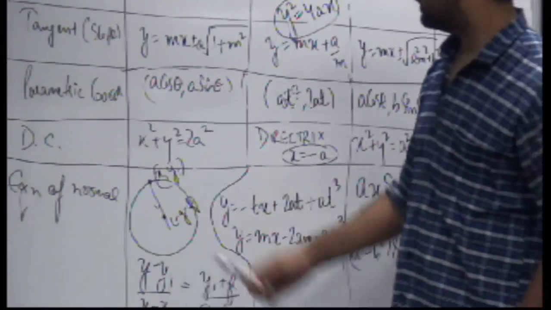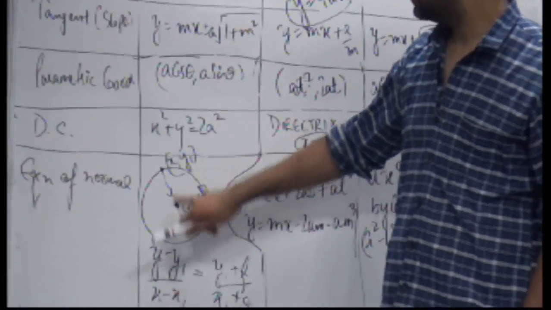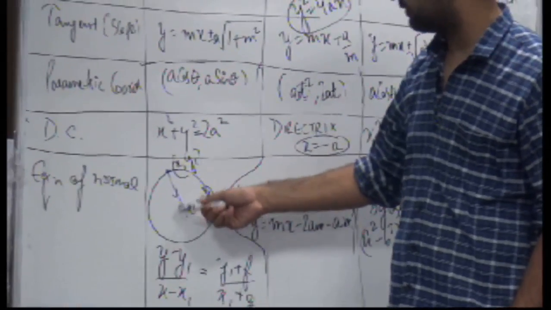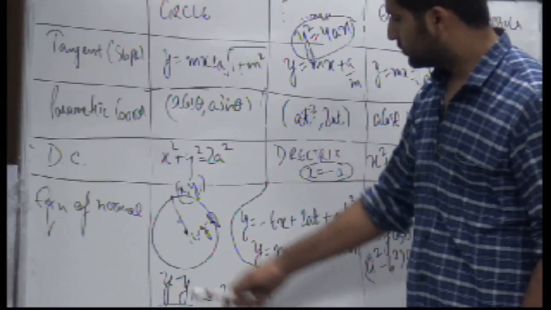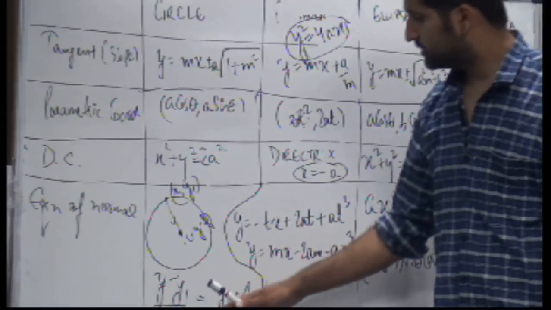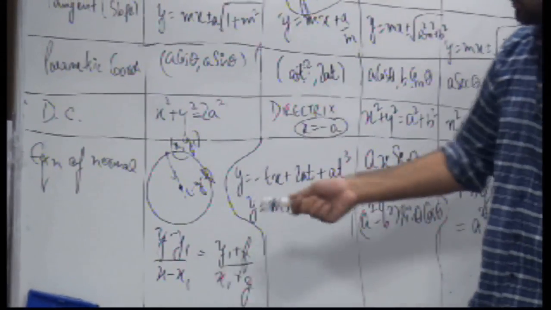For the normal of a circle, you know the point and you also know the center, right? So just join the point and the center. The line joining the point and the center will be the normal, right? So I just wrote this equation in two-point form. (y − y1)/(x − x1) = (y1 + f)/(x1 + g), where (−g, −f) are the coordinates of the center.